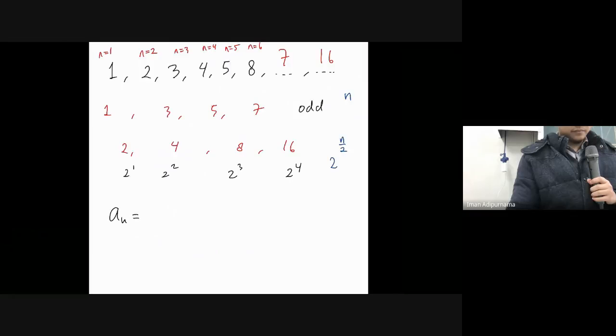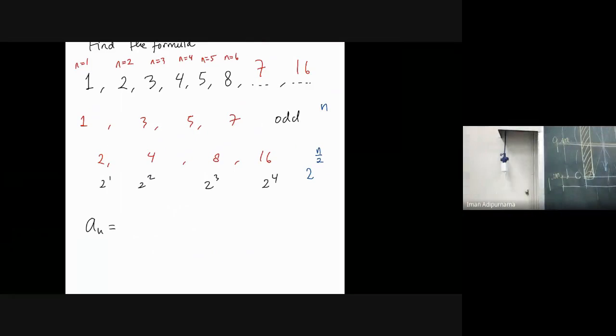So if you have 2, it becomes 2. If you have 4, it becomes 4 there. And if you have 6, it becomes 8, right? And the odd is just 1, and then the same as the terms 1, 3, 5, 7, right?